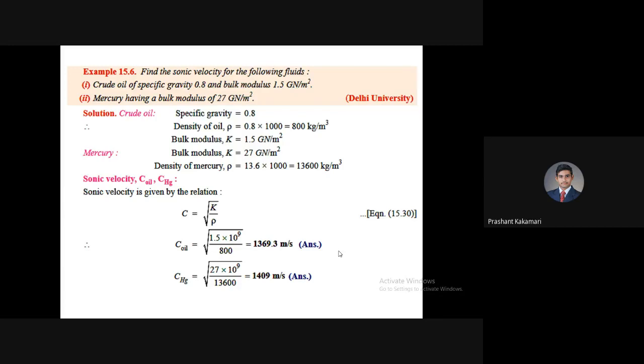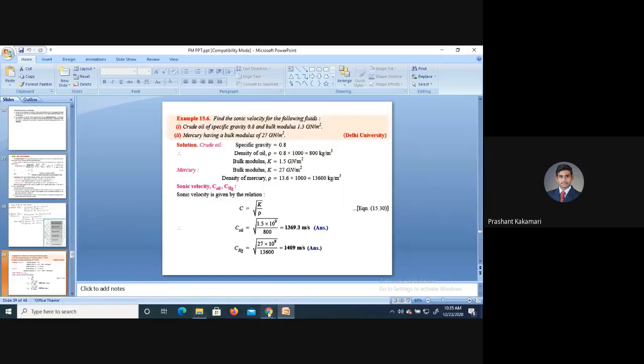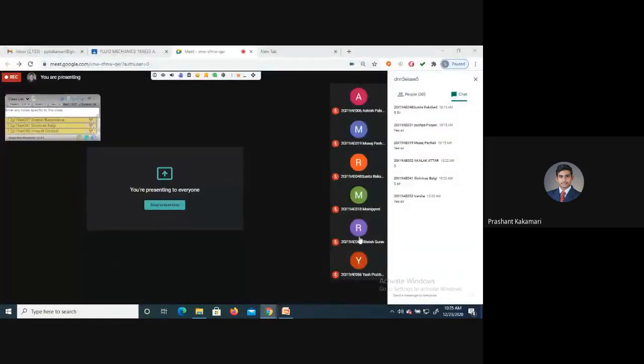Have you understood this problem? What we have found is the speed at which a disturbance can move in the given oil and mercury, by knowing the bulk modulus and the density. If you take a solid, the bulk modulus and the density may be very high, and the speed of disturbance may be very high.